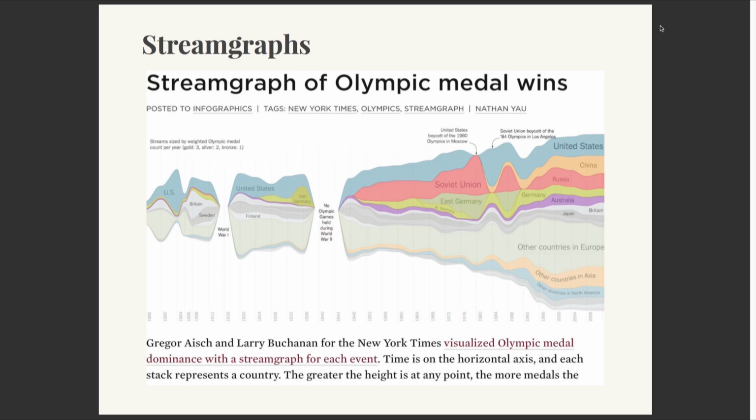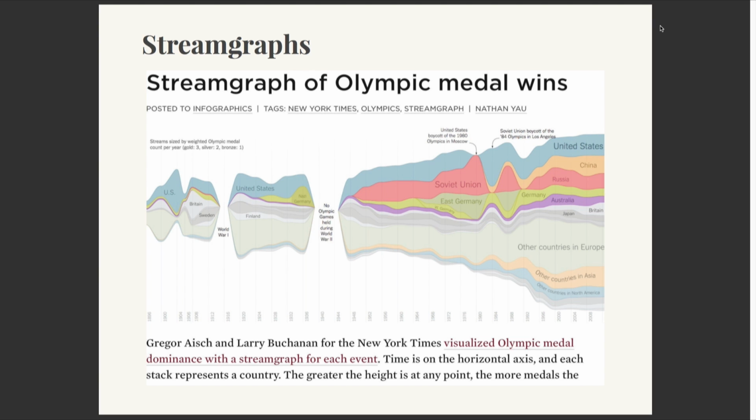Another kind of way of looking at change over time is the stream graph. These views attempt to show proportion and change. In this case, countries winning Olympic medals. I think this is a really interesting graphic. I think it does an interesting job of trying to say something about the countries that are winning these.